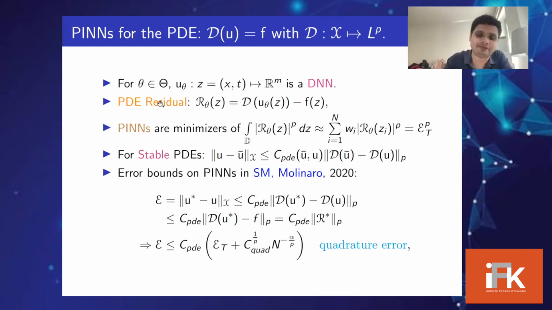So to do that, we define or we compute. Remember that the deep neural network is always parameterized by this theta. These are the weights and biases of my deep neural network. So it is parameterized by this theta. So I can compute something called the residual of the PDE.